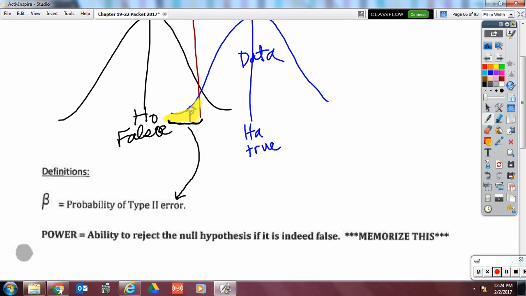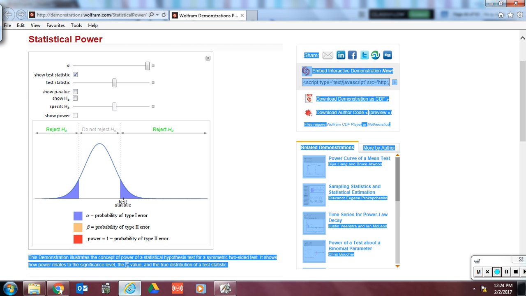So I want to take a look at that on our applet that we're going to show online. You actually don't typically have control of beta. Defining where alpha is does also control beta. So let's watch this. I'm going to put the alternative up there. And when I put the alternative up there, then this peach area shows up. And this peach area is beta. That's the probability of a type 2 error.